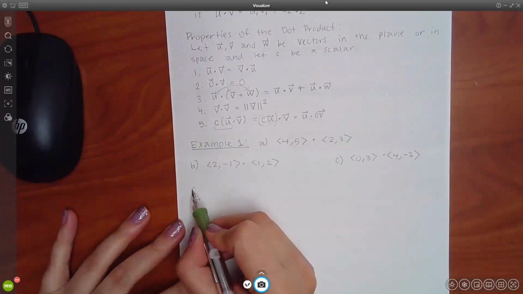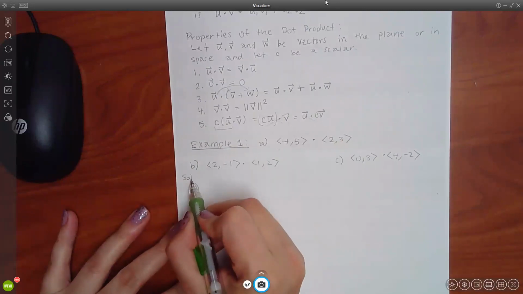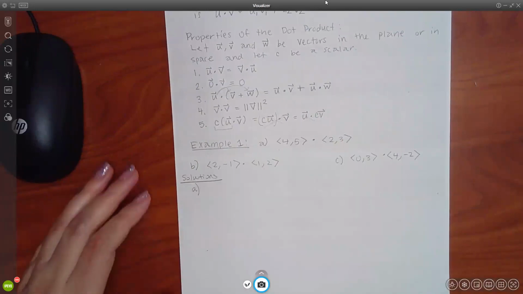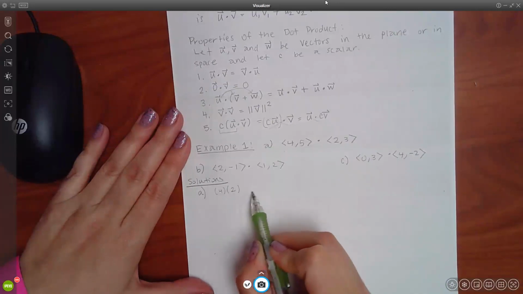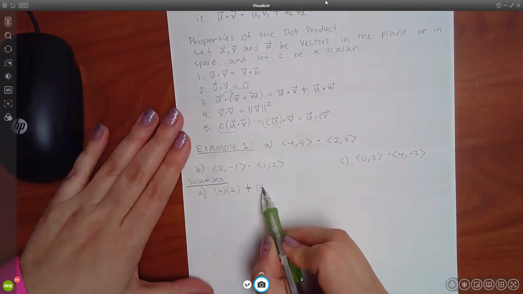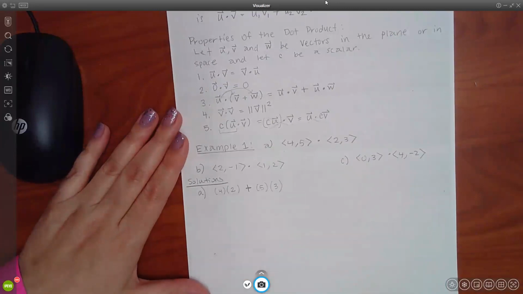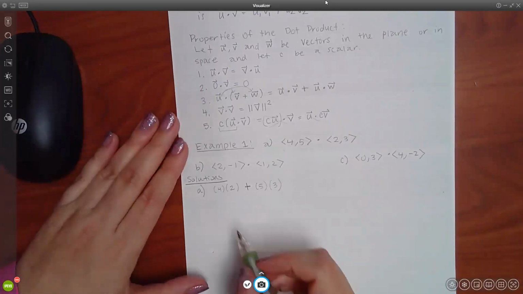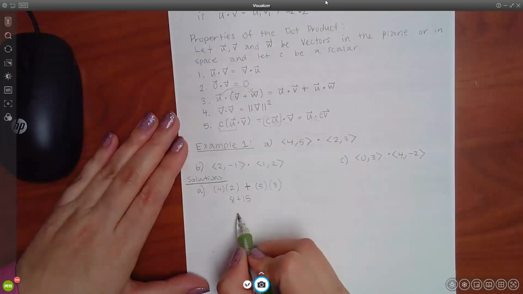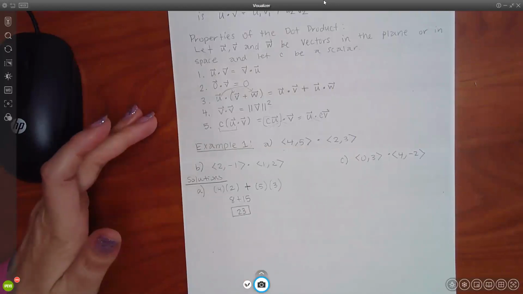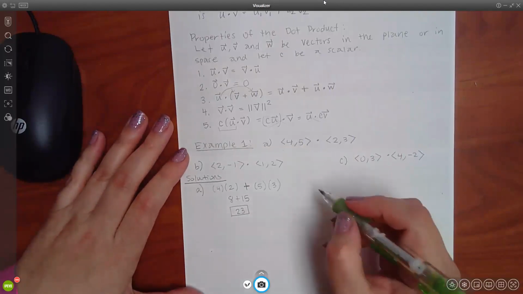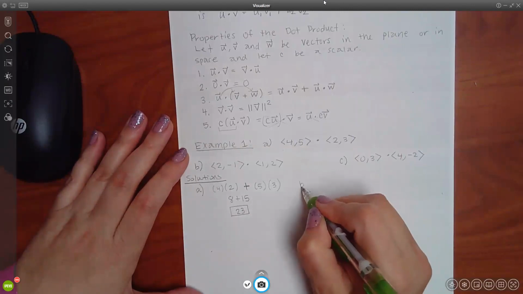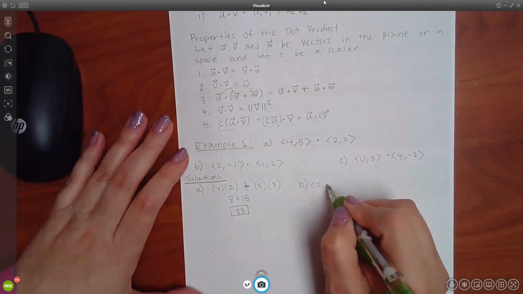Okay, so for part A, if I work out my solutions, I have to take the first component 4 times the first component 2, and then add the second component of the first guy times the second component of the second guy. This is literally all we're doing. Okay, so I get 8 plus 15, which is a whopping, what, 23? And that's the scalar answer that I get. It's just a regular real number. You'll see the applications of this stuff in a minute when we get there, because you're like, why do I need to do this?